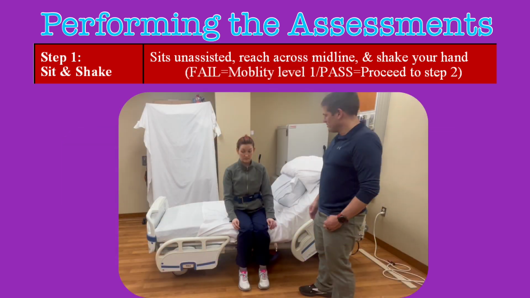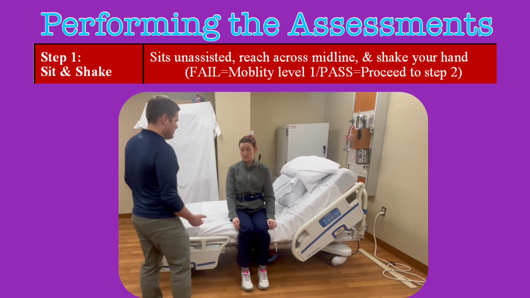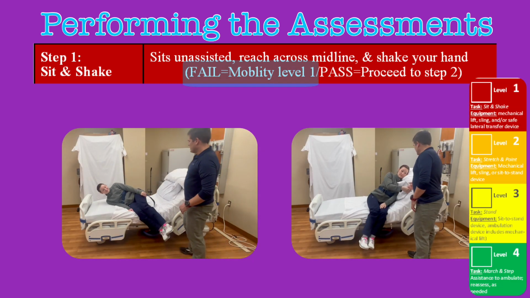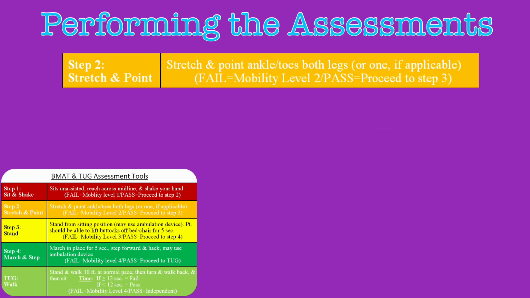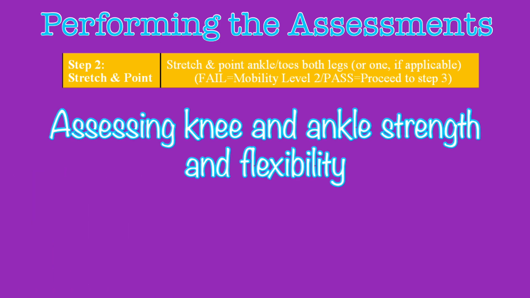If the patient has an arm in a sling or for some other reason they are unable to reach across and shake your hand, you just need them to twist their body from their core to test their strength and balance. If the patient fails step 1, they are designated a mobility level 1. If they pass step 1, then you will proceed to step 2 of the BMAT assessment, which is stretch and point. We're checking for knee and ankle strength and flexibility.